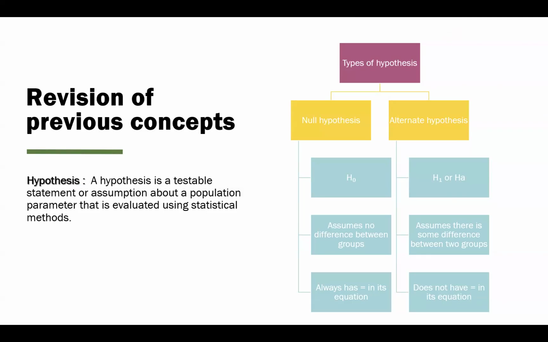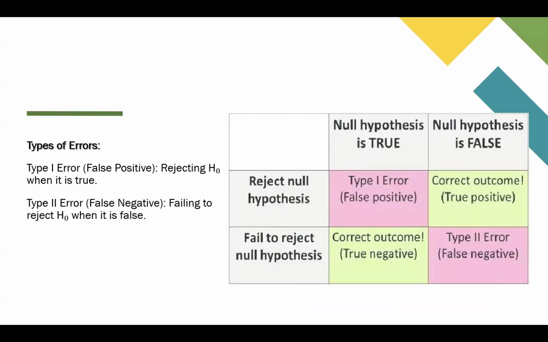A hypothesis is a testable statement or assumption about a population parameter that is evaluated using statistical methods. There are two types of hypothesis, null hypothesis and alternate hypothesis. Null hypothesis is denoted by H naught. It assumes no difference between two groups. It always has an equal to sign in its equation. Alternate hypothesis is denoted by H1 or HA. It assumes that there is some difference between two groups. It does not have an equal to sign in its equation.